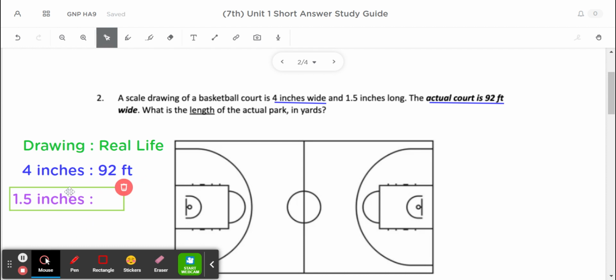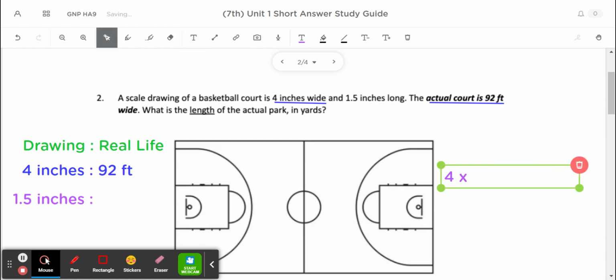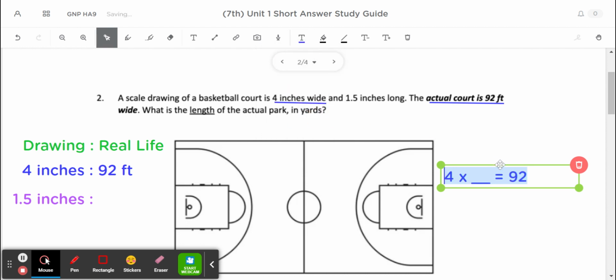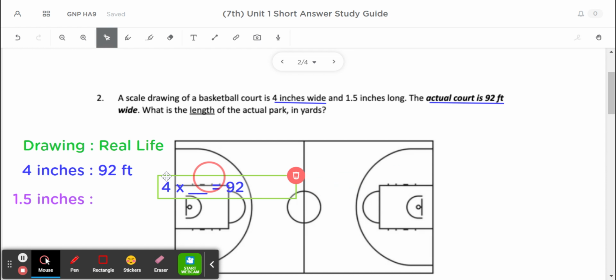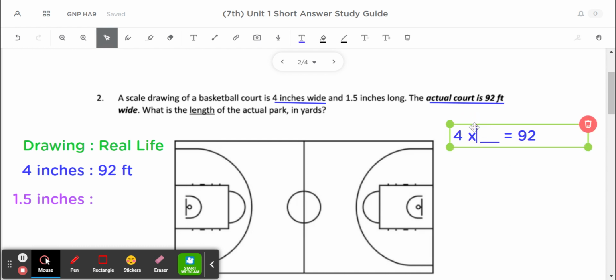The first thing I know is that whatever I'm multiplying 4 by to get 92, so 4 times something equals 92, that is my scale, or if you thought of it as a scale drawing, my scale factor, right? 4 times something equals 92. That's what we're multiplying 4 inches by to get 92 feet. And I can work this out in a few different ways.